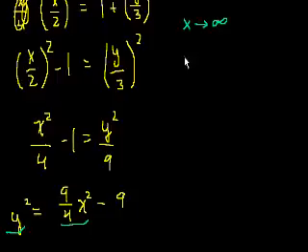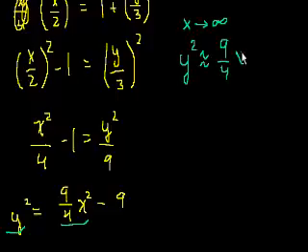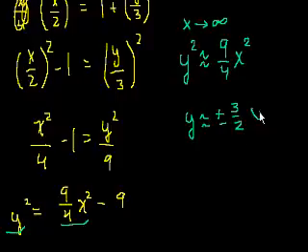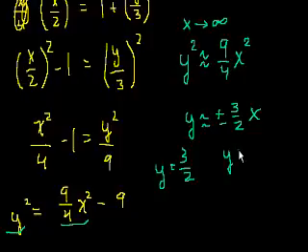So as x approaches infinity, y squared is approximately equal to 9/4 x squared. And now we can take the square root of both sides of this, so you get y is approximately equal to plus or minus 3/2 x. And those are the actual asymptotes. y equals 3/2 x, and y is equal to minus 3/2 x. And that's actually choice A.